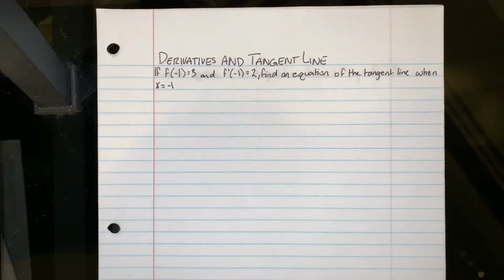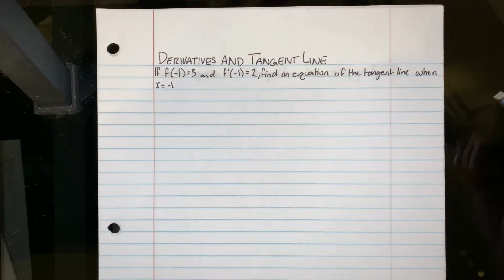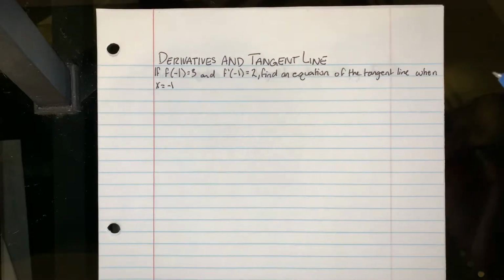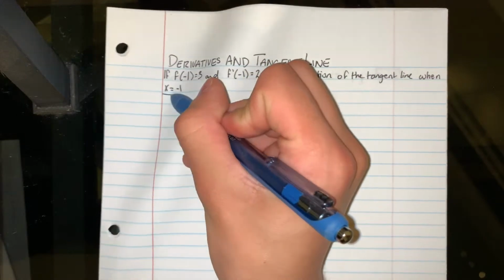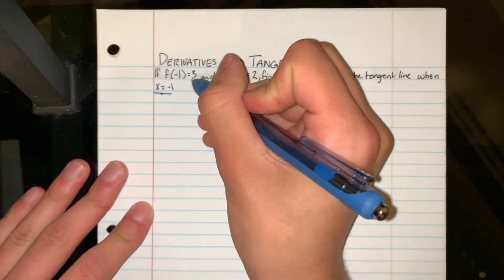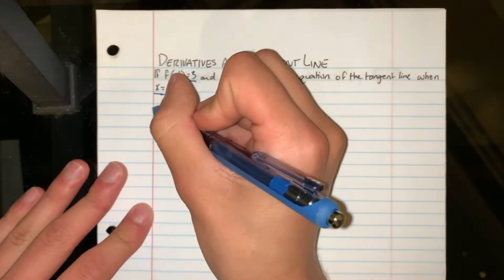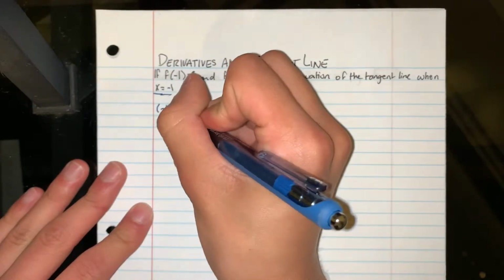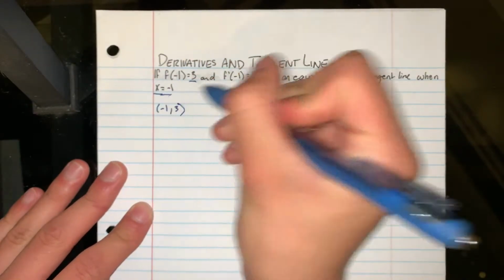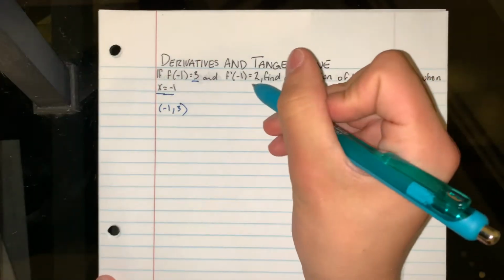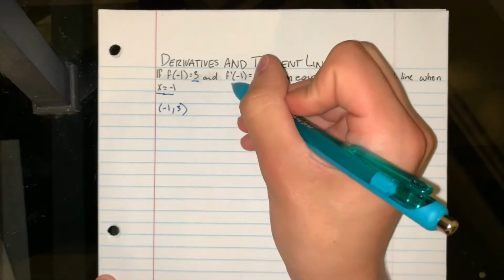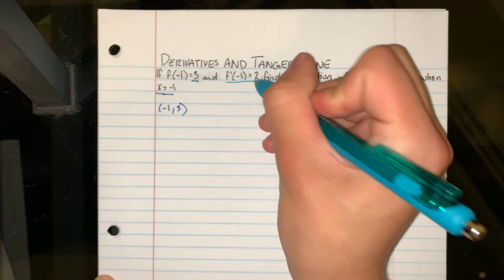The first problem we have here is basically dealing with the tangent line. It says if f of negative 1 equals 3 and f prime of negative 1 equals 2, find an equation of the tangent line when x equals negative 1. So from here, you know that your x is equal to negative 1 and your y is equal to 3. So your point is (-1, 3). You also know that since f prime of negative 1 equals 2, your slope is 2.